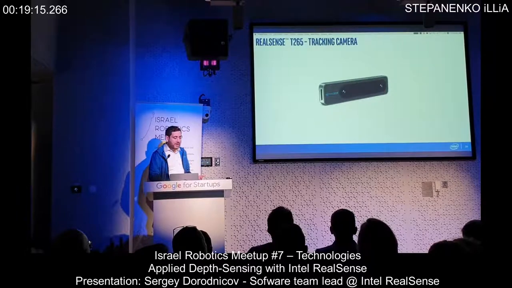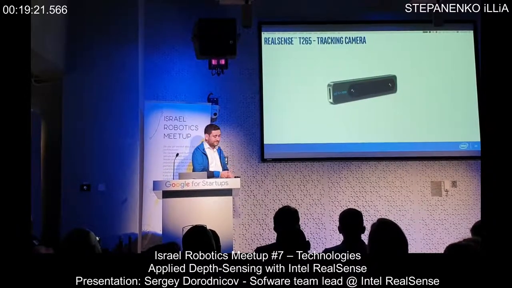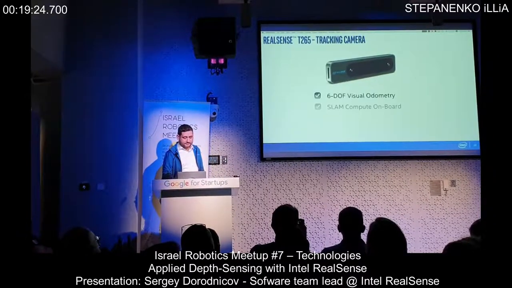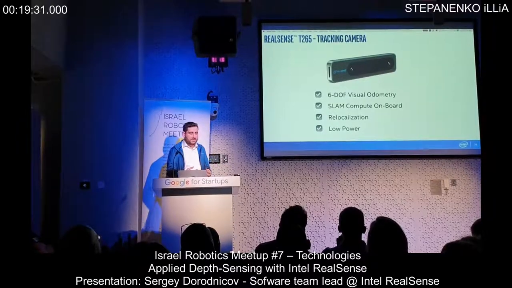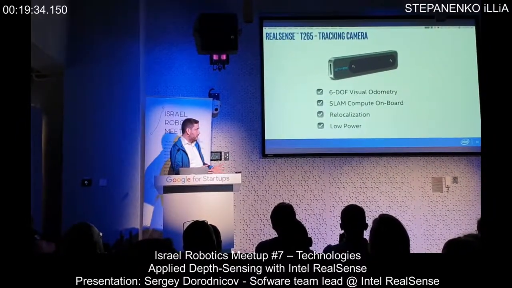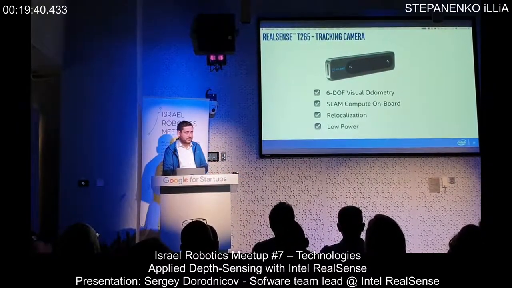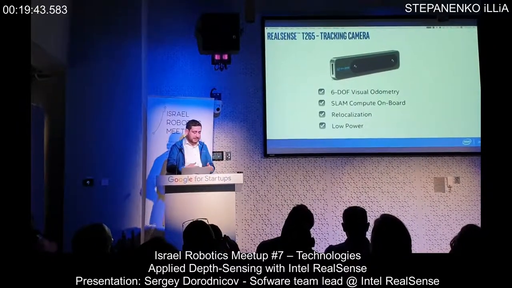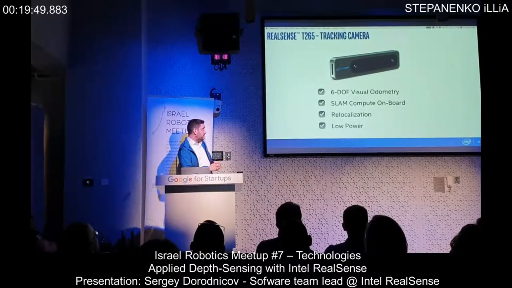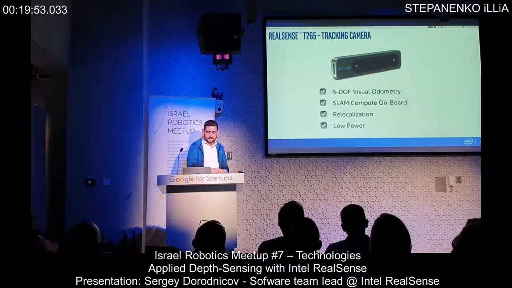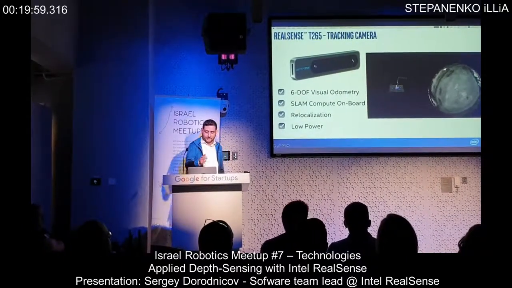So this is exactly why just last week we announced a new type of tracking camera. This is very similar to other RealSense devices, but instead of calculating depth on board, it actually calculates SLAM on board. And instead of providing distances, it provides the 6DOF pose of the device itself. It's based on visual odometry with relocalization. And just to give you a taste, now we have liftoff.